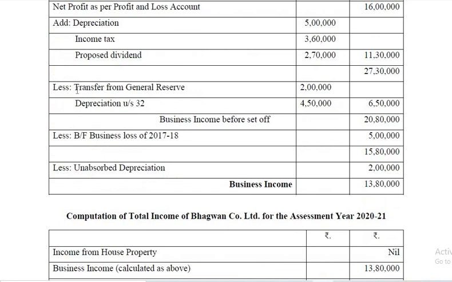Now, let us see the items of deduction. Transfer from general reserve, which is credited to profit and loss account. That is not allowed while computing business income. So it is deducted. Then what is allowed under Indian Income Tax Act? That is section 32, depreciation, 4,50,000 should be deducted.